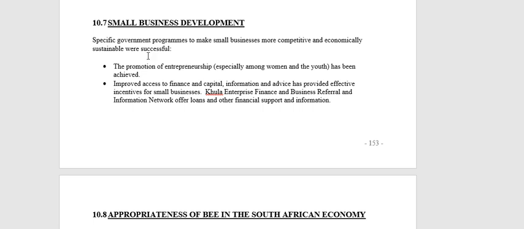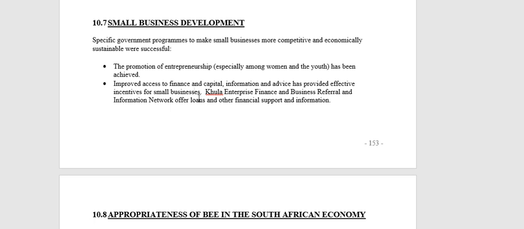In terms of small business development, we were relatively successful, because the promotion of entrepreneurship, especially amongst women and the youth, has been achieved. We're finding that there's an increased number of women functioning as entrepreneurs, opening their own businesses, as well as young people. I think in many cases it is out of necessity for young people. They are not able to find a job, so they need to create an opportunity for themselves, but at least they do have that opportunity.